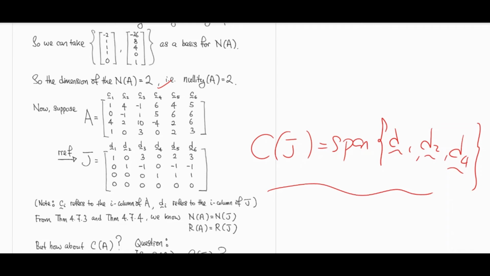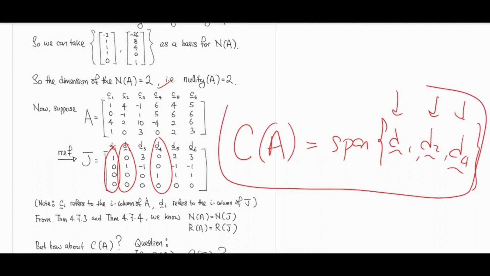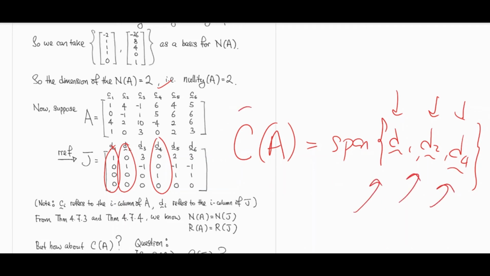All right, so I don't want to claim that yet. Just take a look at this particular span, the span of all these 3 column vectors. Can you claim that this is the same as the column space of A? That's my question. Do you see that the span of these 3 vectors is the column space of A or not?